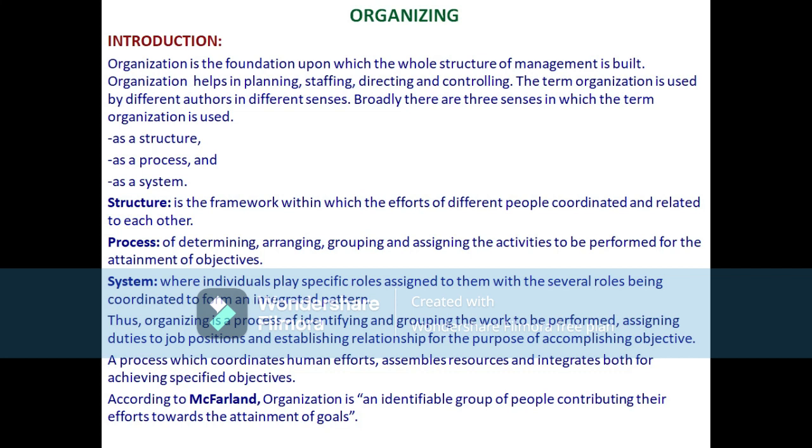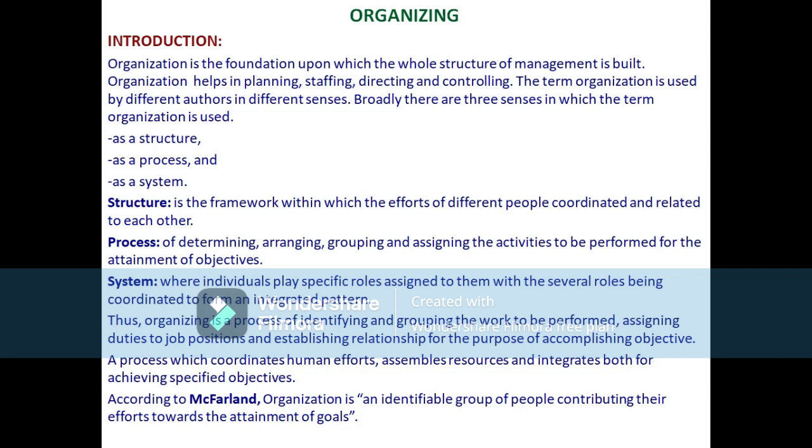Organization has been defined by many authors in different ways depending upon their disciplinary subjects. Organizing is defined by different authors and derived in different senses. What are the three senses regarding organizing? The first is as a structure, as a process, and as a system. These three are the concept of organizing. Without structure, process, and system, there will not be organizing.